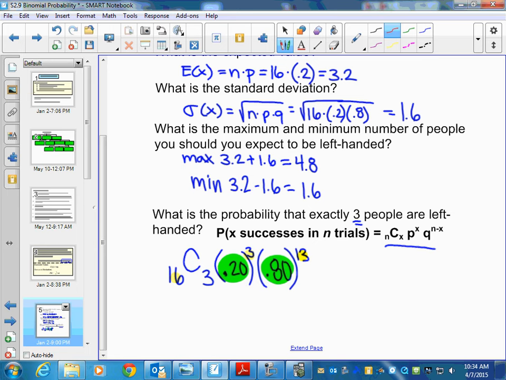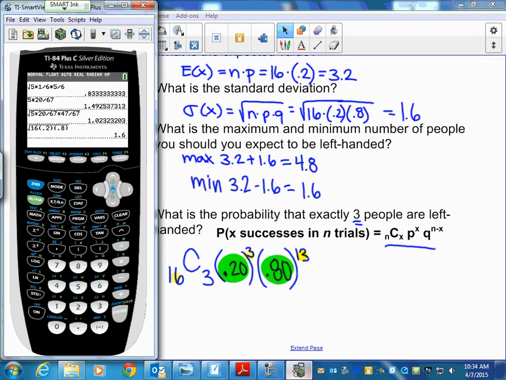Okay, so now to actually calculate this is when you're going to put in your calculator. A lot of you, since we had spring break, have forgotten how to find a combination on your calculator, so I'm just going to remind you. I type in 16 first, and to get to the combination, I go to the math button, and I'm going to go over to probability. Okay, and then you'll see the third option down is the combination that we need.